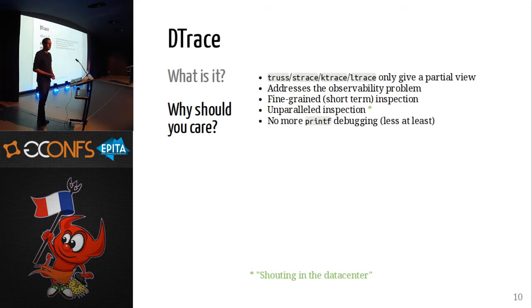DTrace also addresses the observability problem. What that means is when you inspect or observe something, the thing you're observing is affected by you looking at it. For example, if you're ktracing an application, it may behave differently from when it's running un-ktraced, which is quite the opposite of what you want, since you're observing bad behavior, for example, and you want to see why that's happening, and it may end up behaving in slightly different ways than it otherwise would. DTrace does not exhibit this behavior.